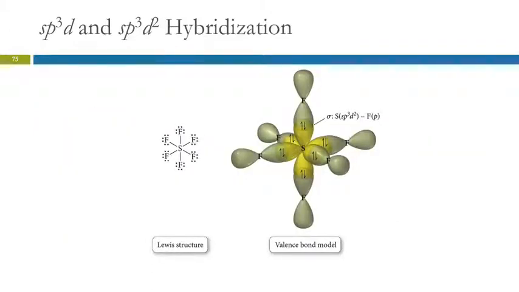So sulfur hexafluoride, sulfur forms 6 bonds, 1 each with 6 fluorine atoms. And it can do this. It has 6 valence electrons, but to make 6 bonds, it needs 6 half-filled orbitals. So it can hybridize to form sp3d2 hybrid orbitals. Now it has 6, 1 for each of its valence electrons, and it can form 6 bonds.